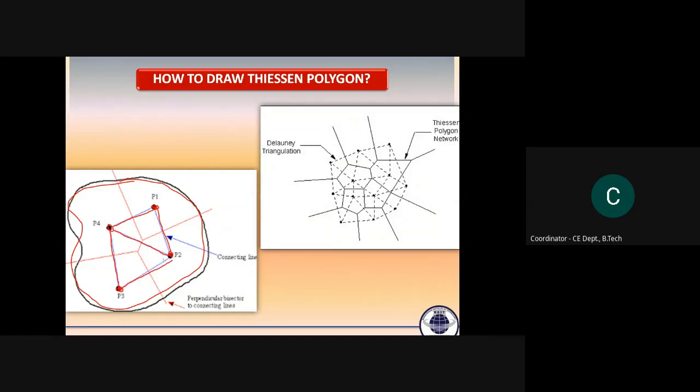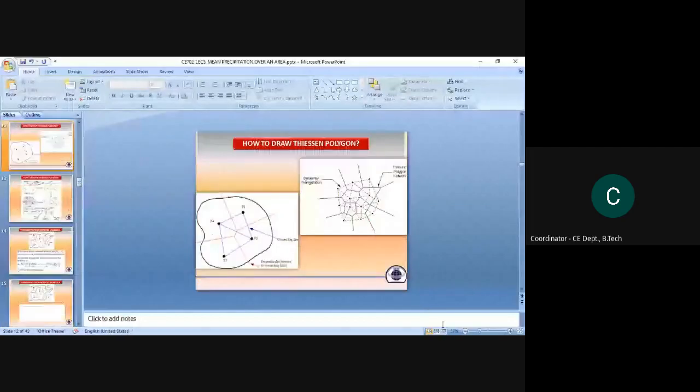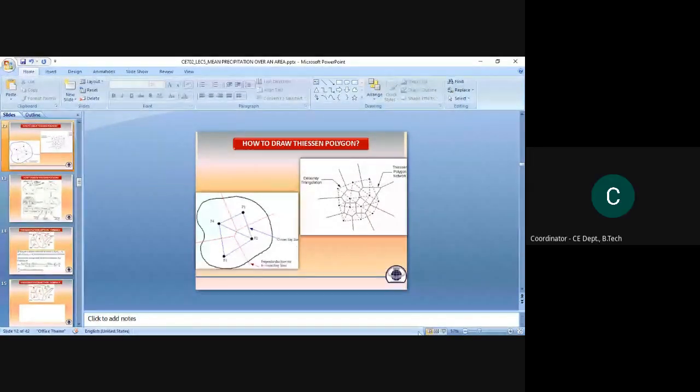Now the fourth step is we will draw a perpendicular bisector. Do you know what you mean by perpendicular bisector? Can you tell me what you mean by perpendicular bisector? The name suggests perpendicular bisector. That means we will draw a perpendicular.